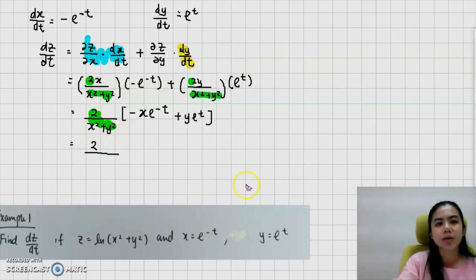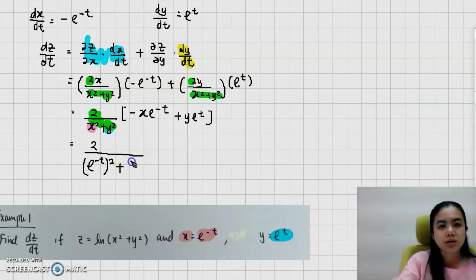So now let's look at the x. What is your x here? Your x here is actually this. Substitute with this. So we have e to the minus t, and then we have a square here, plus y. What is your y here? Well, your y is this one. Your y is e to the t. So y is e to the t, and we have a square here back.